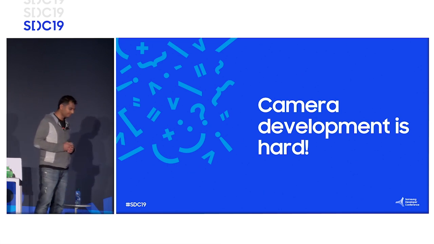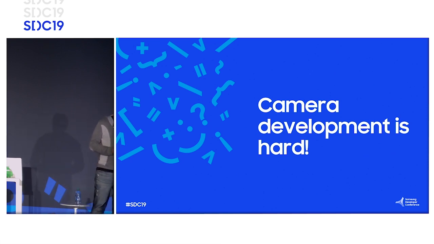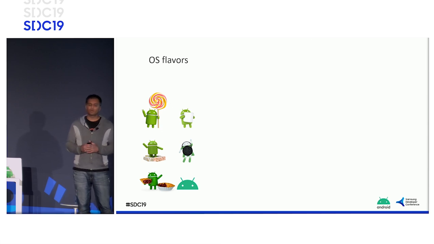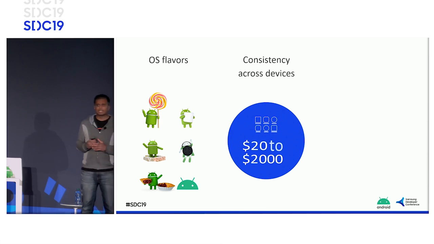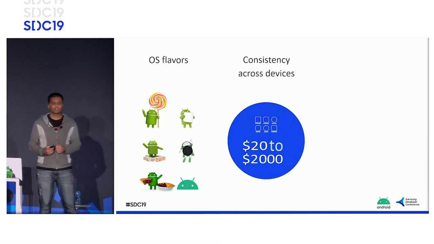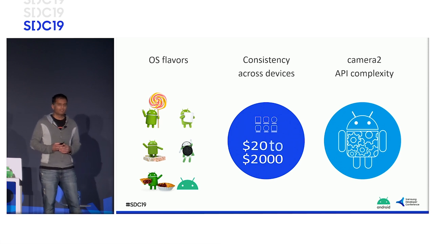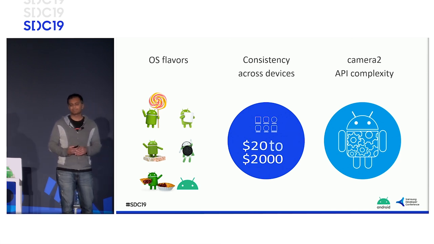Many of you know camera development is hard. Why is that? The first is you have to account for a variety of OS flavors within your application. Next, it's really, really hard to get a consistent experience across a wide variety of devices, from entry-level to flagships. And finally, the Camera 2 API is very powerful but difficult to master.